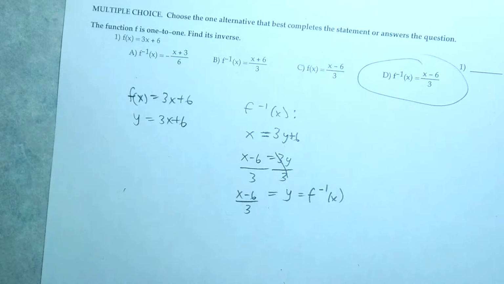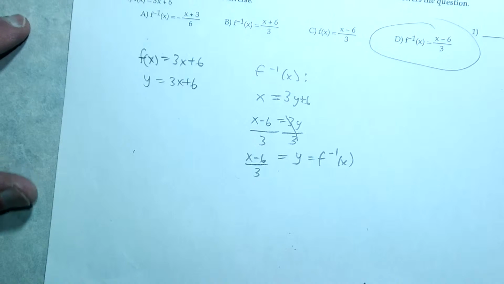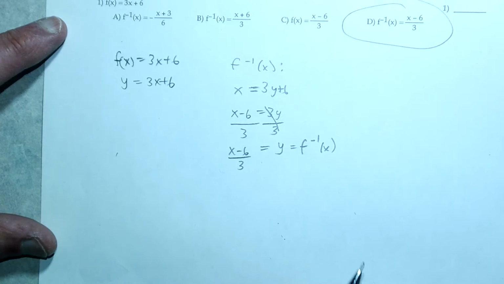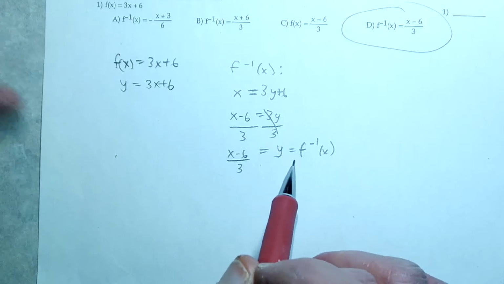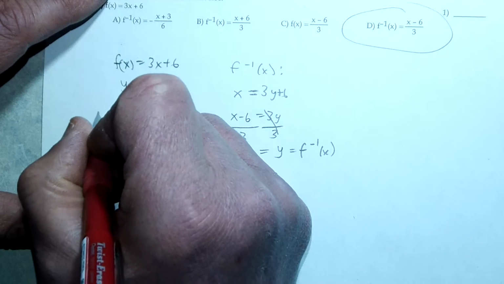But let's go ahead, and I'm going to show you a practical proof and then a theoretical proof that this is the inverse to the original function. For example, let's say I just used the number 2.